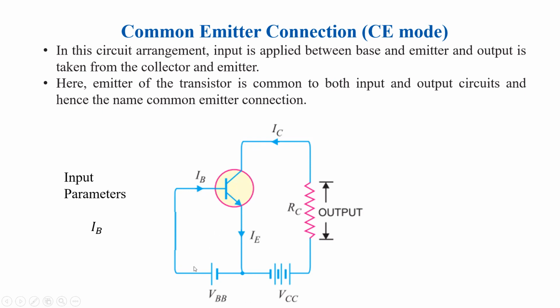So the voltage between base and emitter is the input voltage, and we represent it by VBE. VBE stands for base and emitter voltage, or voltage between base and emitter. In the output circuit, we can clearly see the collector current IC is flowing, and the output terminals are the collector and emitter terminals, so the output voltage is VCE, and that is clearly taken across the resistance RC. In order to understand the input and output characteristics, these input parameters and output parameters are required.